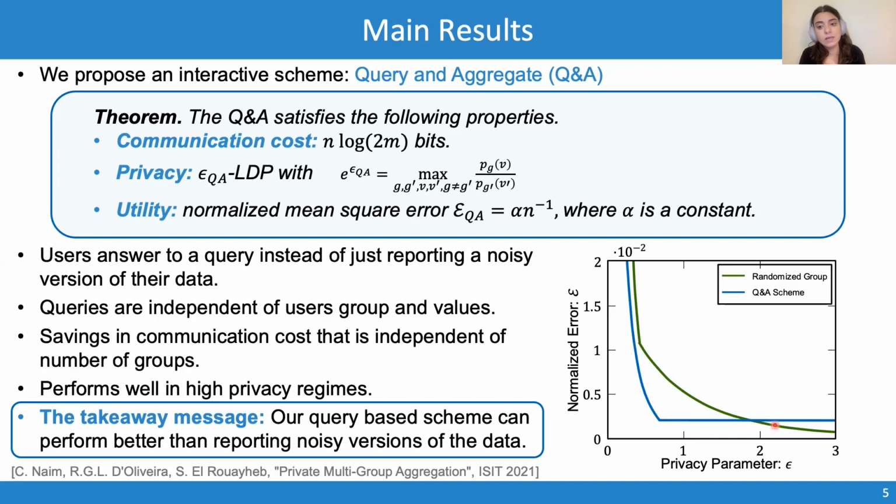And as you can see, the Q&A scheme does well in terms of utility versus privacy in the high privacy regime, or when epsilon is small. You can find more details about this comparison in our paper, but the takeaway message is that our query-based scheme can perform better than just reporting a noisy version of the user's group and value, at least in the high privacy regime.